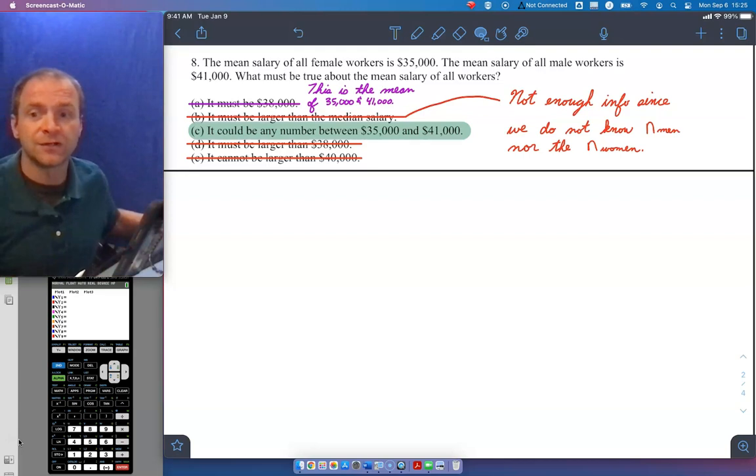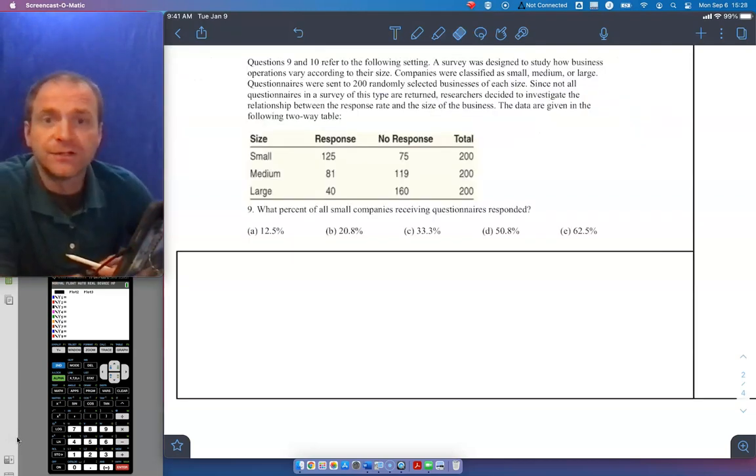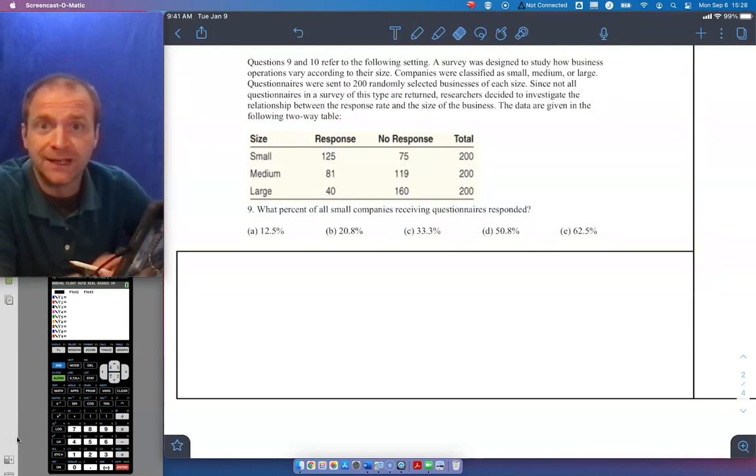So there is question 8. Let's move on to question 9. Here we are in question 9, and that's a lot of words. I'm going to look at what's given to us first visually, and that is a two-way table. Question 9 says, what % of all small companies receiving questionnaires responded? This one looks pretty straightforward, but I'm still going to read the prompt in case there's any information I need in either this problem or a future problem like number 10 that relates to it.